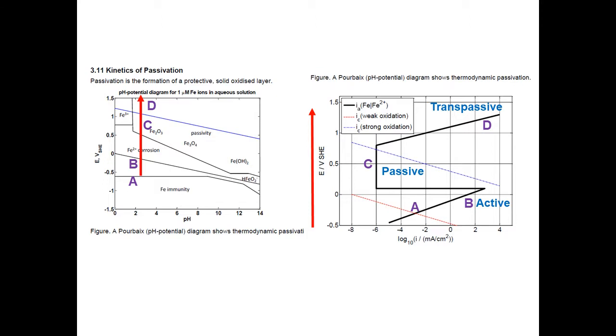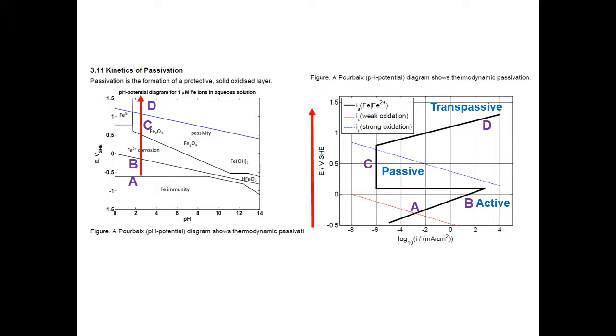Section 3.11 is then the last thing I want to say on passivation. This is the kinetics of corrosion when we have passive corrosion. Now, this draws on everything we've seen so far. We're going to use the pH potential diagrams, and we're going to use these Evans diagrams for corrosion speed, relating corrosion current density on the x-axis to the corrosion potential on the y-axis.